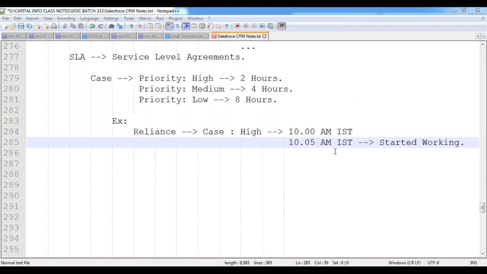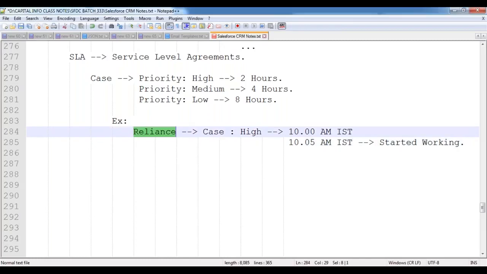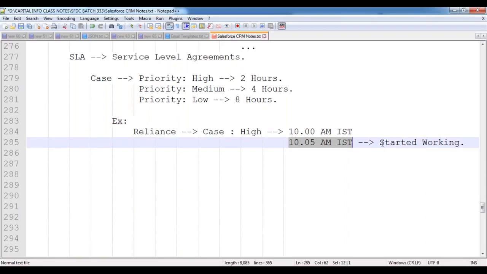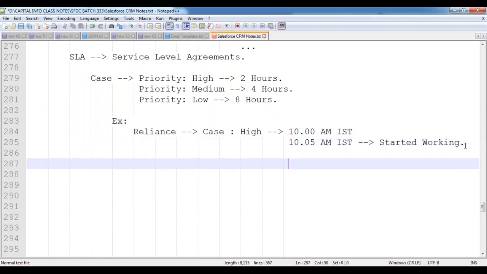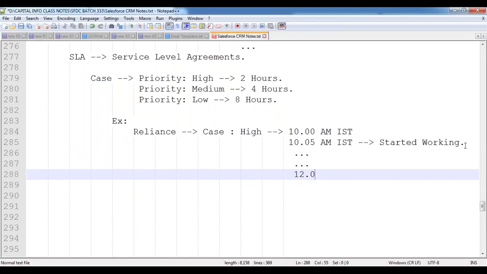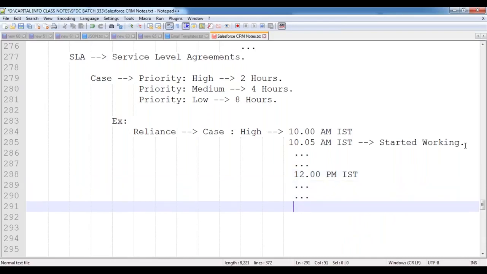Now, whenever the Reliance people raised the complaint at 10 o'clock, which is a high priority case, there is a major problem in the product. Immediately at 10:05 a.m., one of the service persons from GE started working on this case. He keeps on working on this case. Now the time is 12 o'clock. That means 2 hours are over as of now. Within these 2 hours, they have to resolve it. But still, the service person is working on the problem and is unable to resolve it.